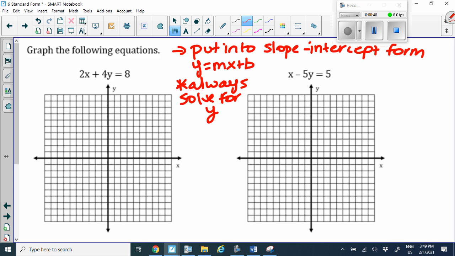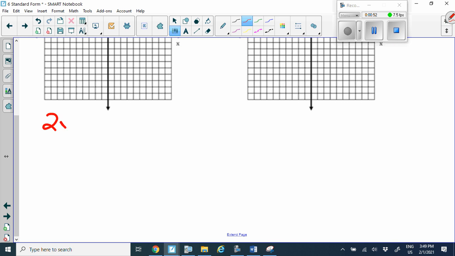Okay, let's go ahead and try 2x plus 4y equals 8. I'm going to put this down here so I can solve for that y. So we had 2x plus 4y equals 8. As I said, we need to put it into that slope-intercept form, meaning we need to solve for y. So the first thing that we need to do here is move the 2x over. So I'm going to subtract 2x from both sides.